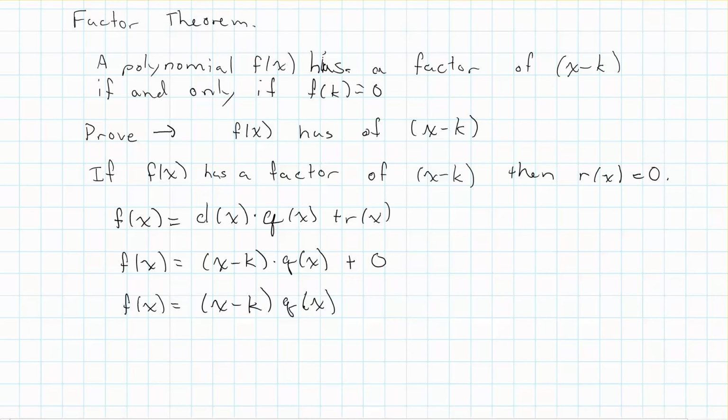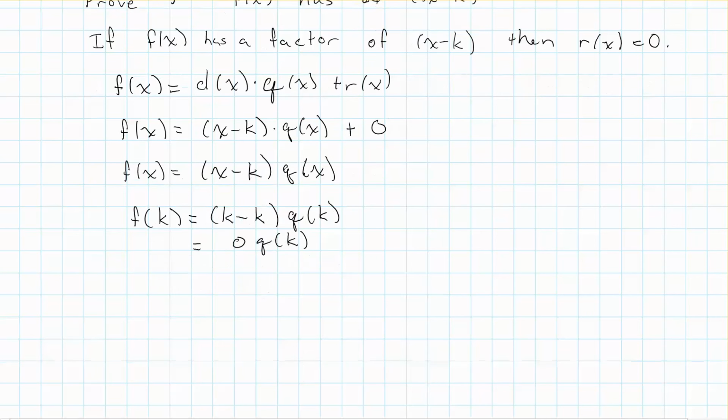Well then, let's evaluate f at k, because that's what we're trying to show, is that f at k would be 0. Well, f at k means that I have k minus k times q at k. Now, I don't care what q at k is, because this is going to be 0 times q at k, which is just simply 0. So f at k equals 0.